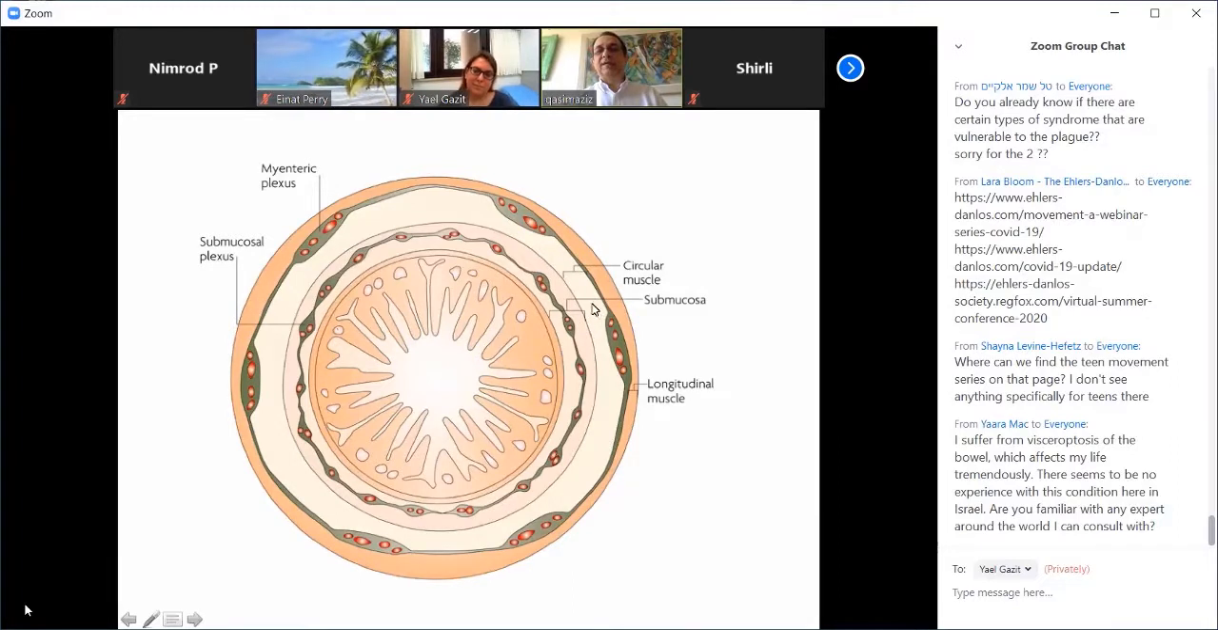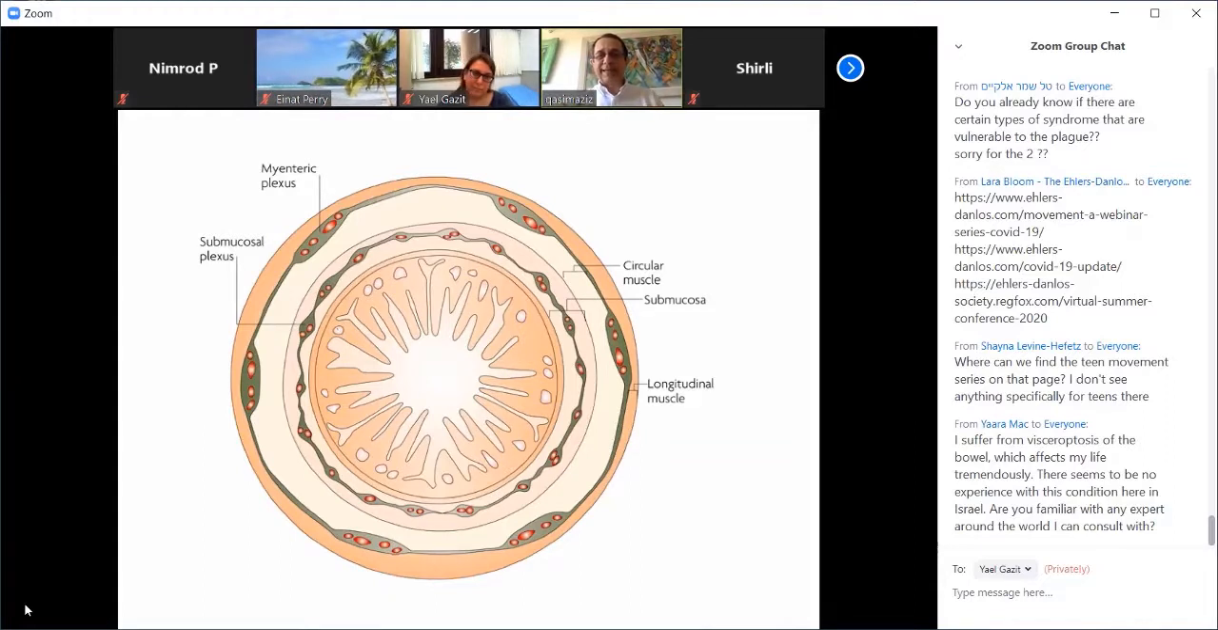We have the inner circular muscle and the outer longitudinal muscle, and between these two is again a very rich nerve supply called the myenteric plexus. So the important thing to remember is that the gut has this very extensive nervous system, two sets of nervous systems that are linked together, and these two nervous systems together are called the enteric nervous system, and the gut has just as many nerves as the spinal cord.